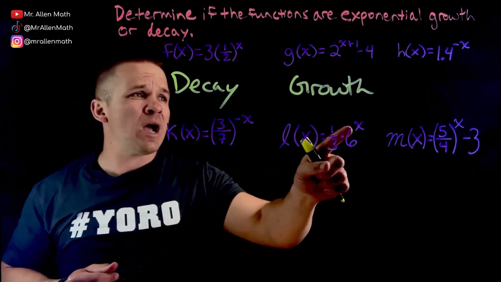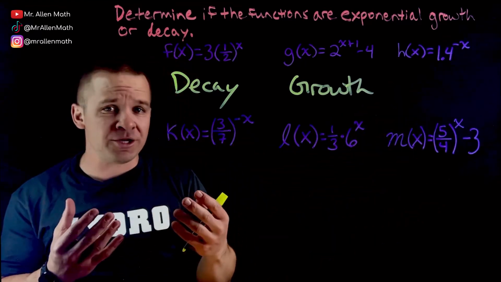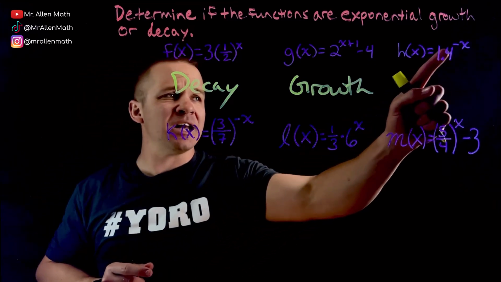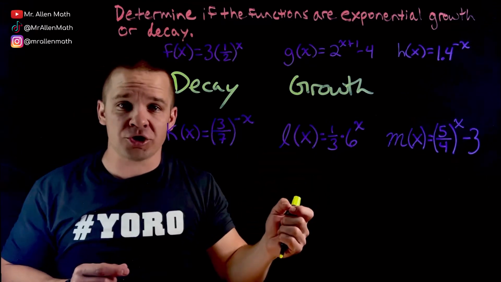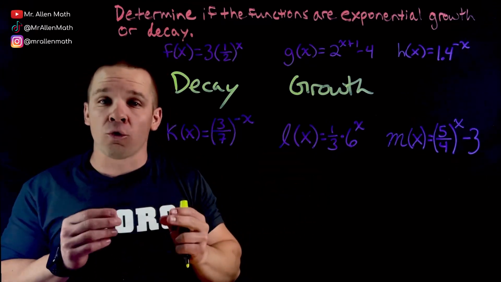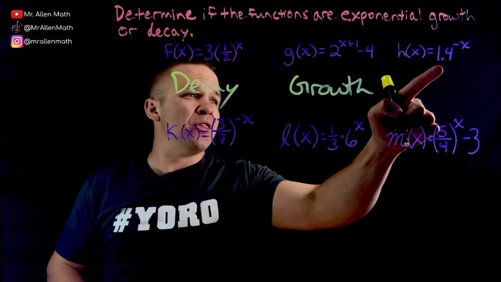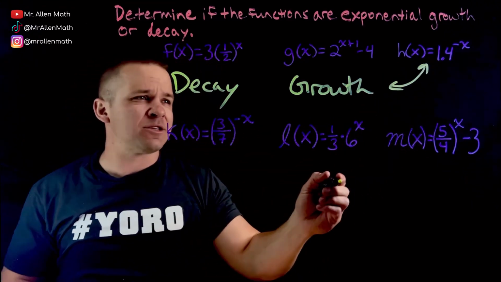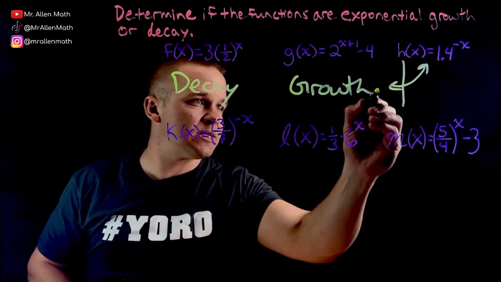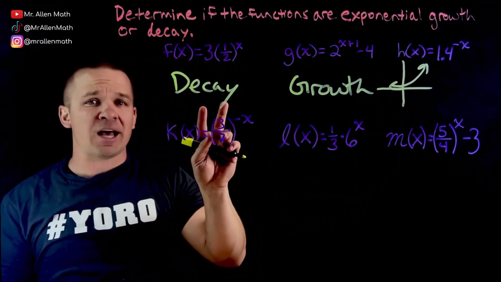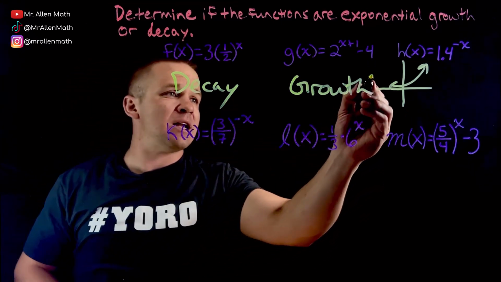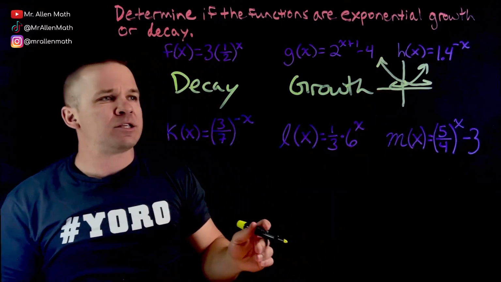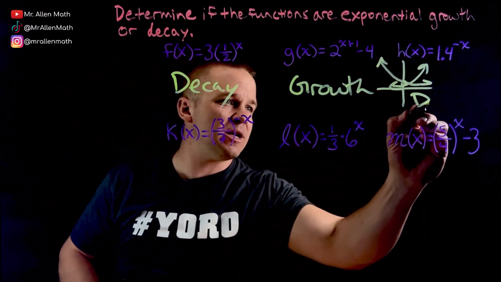Now this next one here, we got 1.4. That is greater than 1, right? So then you would think it's a growth function. But this negative up in the exponent is going to give us a horizontal reflection. Normally, this guy here without that would look like this. But if I reflect that horizontally across the y-axis, now my graph is going to look more like that. So now I'm going to have a decay function. So this one's going to be decay.